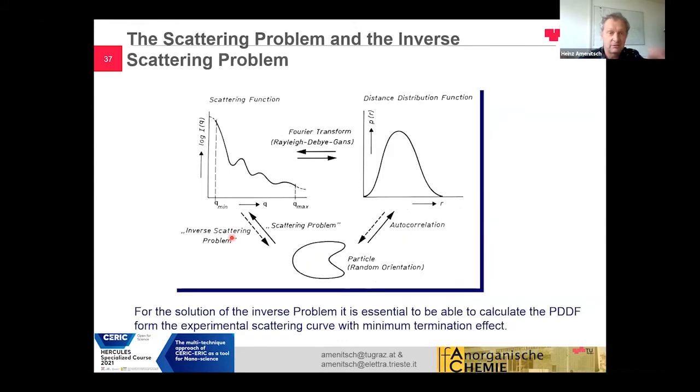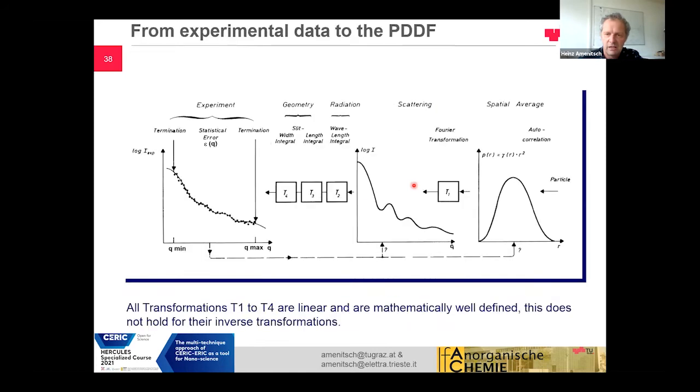Okay, so now coming to the scattering problem and the inverse scattering problem. I showed you before theoretically, but how do you really solve it in reality, to go from the scattering pattern to the pair distance distribution function, I want to show you here. What is easy is, if you have a particle, you have a certain pair distance distribution function here. You do a Fourier transformation, and you can calculate the scattering.